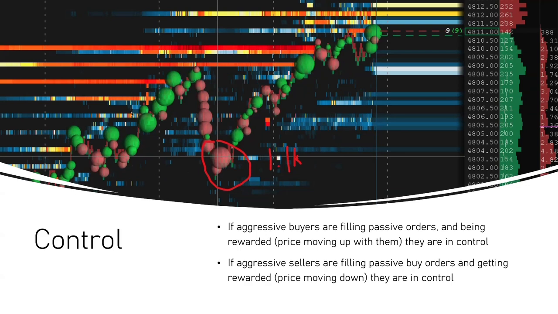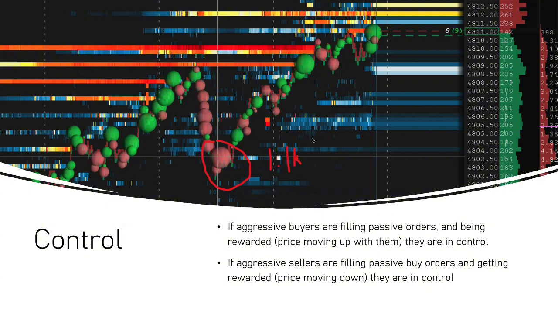You're seeing aggressive buyers clearly in control. Even after this little retracement, a clear little trend up, down, the biggest seller wall was at the bottom and nothing happened. Price didn't move down, continued to go up, continued to fill these passive sellers, and price moved up again. So it's a clear way of telling the sentiment, who's in control, just by looking at Bookmap.